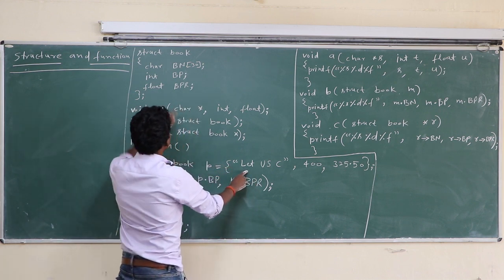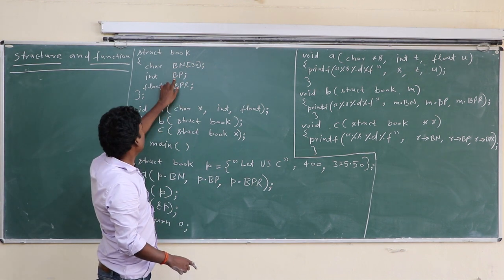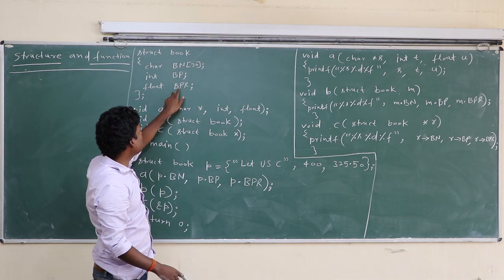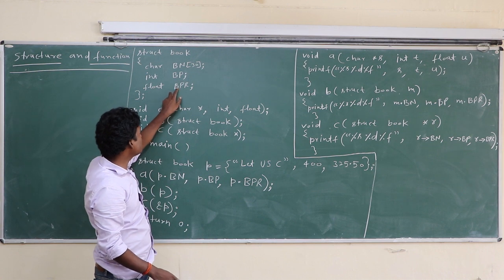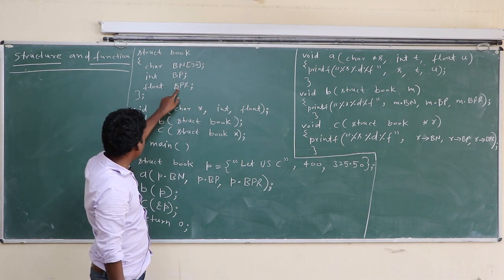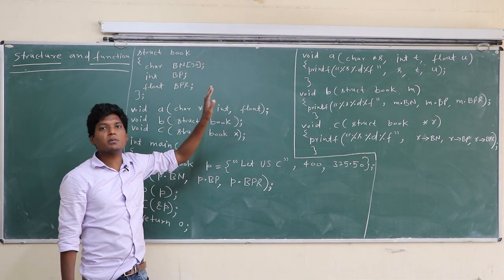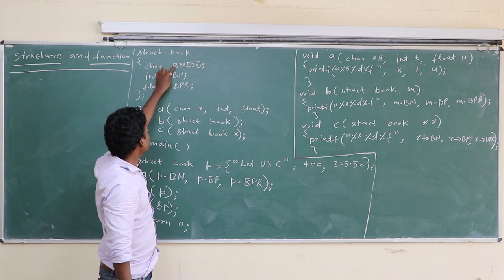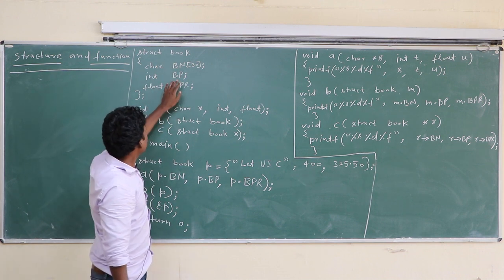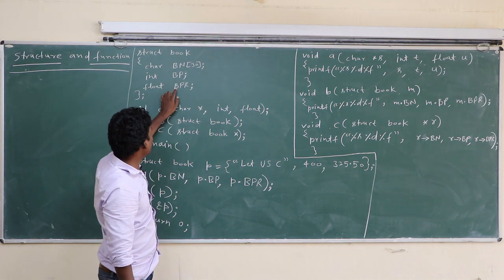Okay. So first one is book name. BN means here book name. BP means book page. BPR is a variable which means book price. Okay class, BP is a variable, BPR is also a variable, BN is an array, a character array. Basically it is a string. Okay, so here book name, book page, book price.